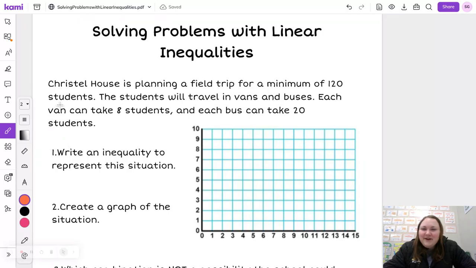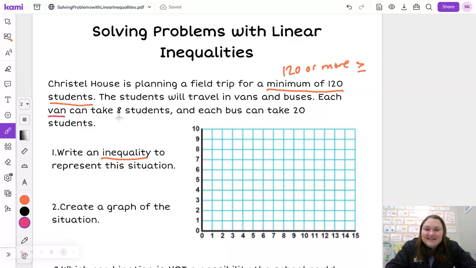So in our story, we find out that they're planning a field trip for a minimum of 120 students. Earlier in this unit, we learned words like minimum are really helpful for us understanding that if it's a minimum of 120 students, that means 120 students or more. And so that would mean when I go to write my inequality, I'm going to be using that greater than or equal to sign. We also know that students are either going to be in a van or a bus.